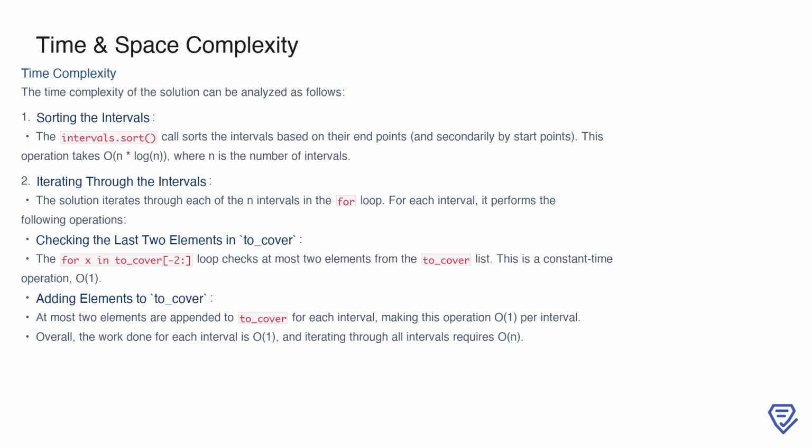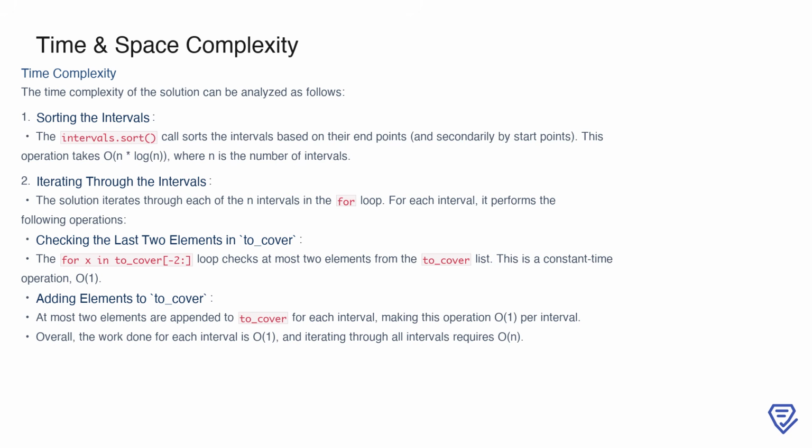To analyze the time complexity of our solution, let's first consider the sorting step. We use the sort method to arrange the intervals by their endpoints, and secondarily by their start points. Sorting a list of n intervals requires n*log n time. Next, we have the iteration step.